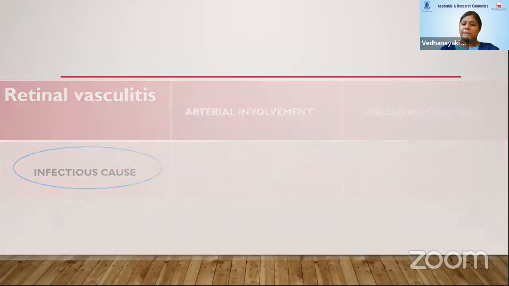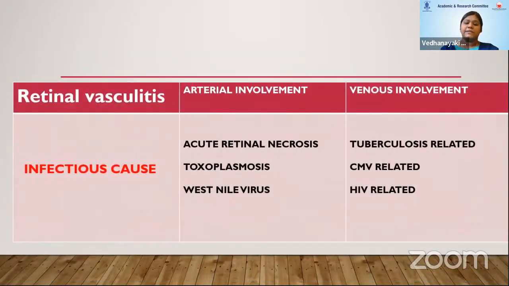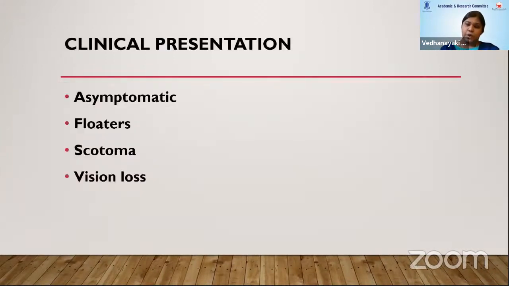The common examples of arterial involvement in retinal vasculitis are acute retinal necrosis, toxoplasmosis, and West Nile virus, while venous involvement is commonly seen in tuberculosis-related, CMV-related, and HIV-related vasculitis. So how do these patients present to us? The patient may be asymptomatic. When there is only peripheral involvement of these vessels, it may be an incidental finding. The patient may have floaters when the vitreous gets involved and there is vitritis. When there is an occlusive vasculitis, the patient may come with a scotoma, while in a progressive stage, the patient may develop cystoid macular edema, vitreous hemorrhage, and a tractional RD causing vision loss.